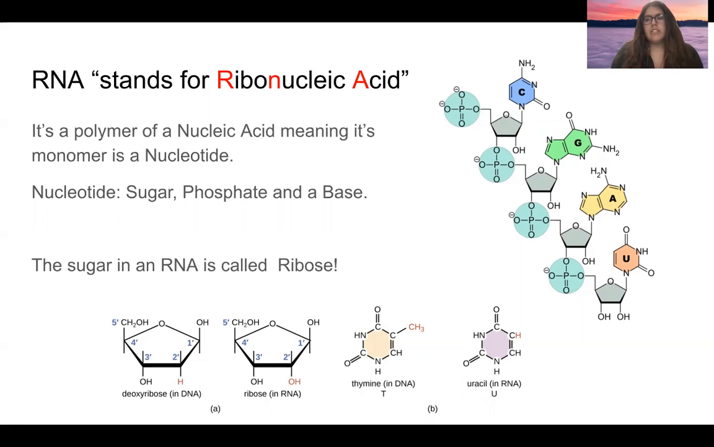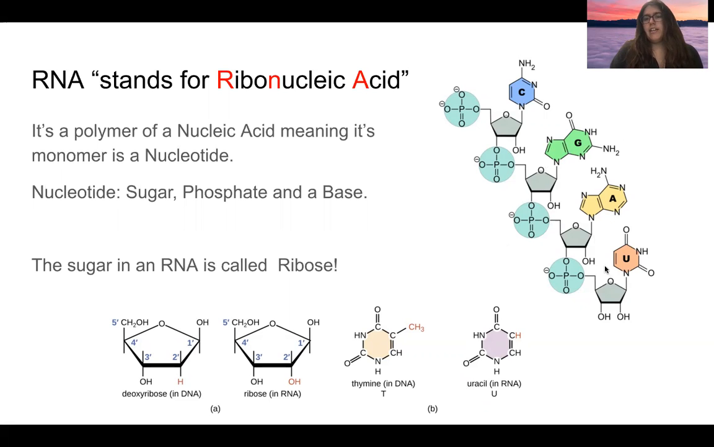It's very similar to DNA, but the sugar, the molecule that makes up our RNA, is different. It's called ribose. RNA is a polymer of a nucleic acid. So it's also a nucleic acid, meaning that its monomer is a nucleotide as well. You will find a sugar, phosphate, and a base in our RNA.